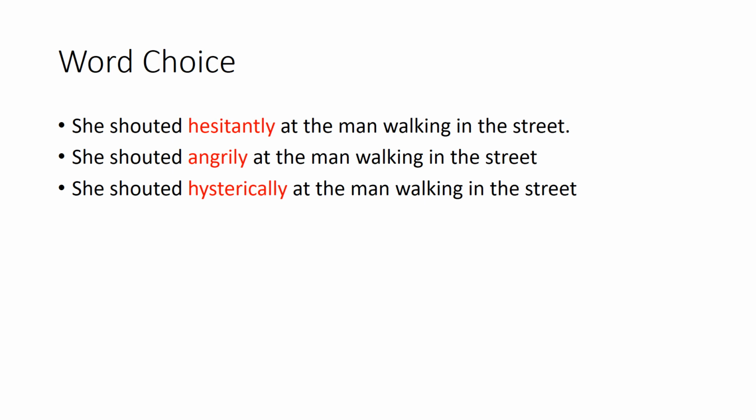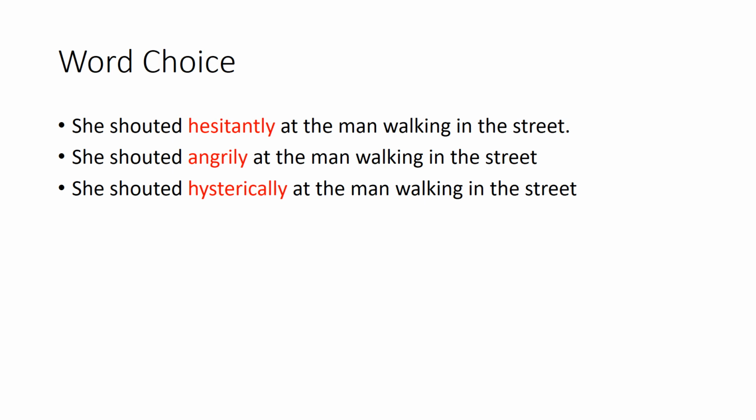And another very important thing is word choice. Let's compare these 3 sentences. She shouted hesitantly at the man walking in the street. She shouted angrily at the man walking in the street. She shouted hysterically at the man walking in the street. So, what do you see? Is there a difference? In all cases she shouted, but in the first instance, did she really shout angrily? No, she was hesitant. That is, the tone could be hesitant.